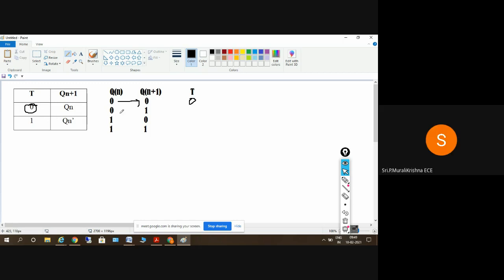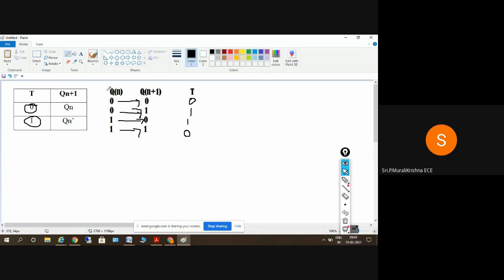So 0 to 1 is a complementing state. Complementing state means T is 1. Okay. So 1 to 0 is a complementing state. So hence T is equal to 1 for complementing. So 1 to 1 is a no change state. So hence T is equal to 0. Okay. So this is the excitation table of the T flip flop.